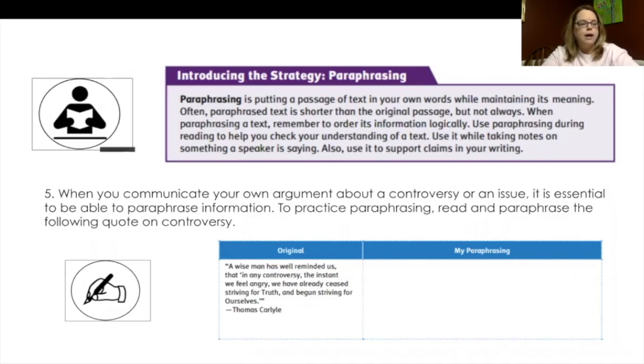So your paraphrasing might have said something like, emotions or feelings and disagreements, they don't go together. In an argument, you need to argue with facts and evidence rather than feelings, okay? You may have put something along those lines. If it's not exactly that, that's fine, okay?